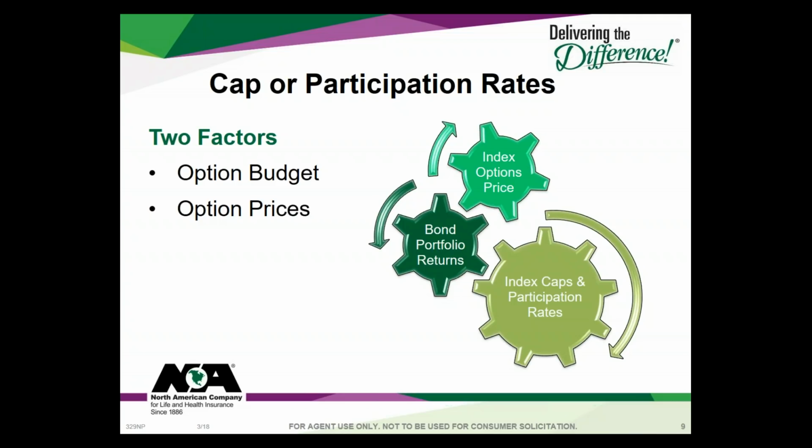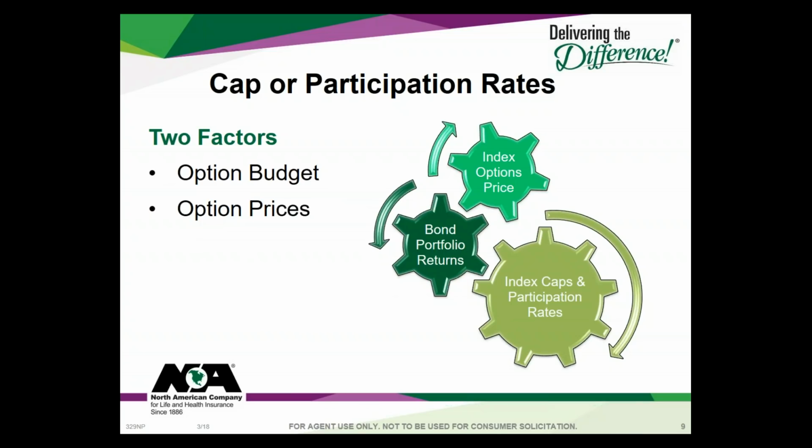And that is, how much do we have to spend on options and how much do the options cost? Those are two factors that change in time. Our option budget, so to speak, is typically, what are we getting from our invested bonds? How much are we getting from bonds? And that, in large part, will determine how much the caps cost. But the other part is, how about the option prices? We don't set those. That's a free market item.